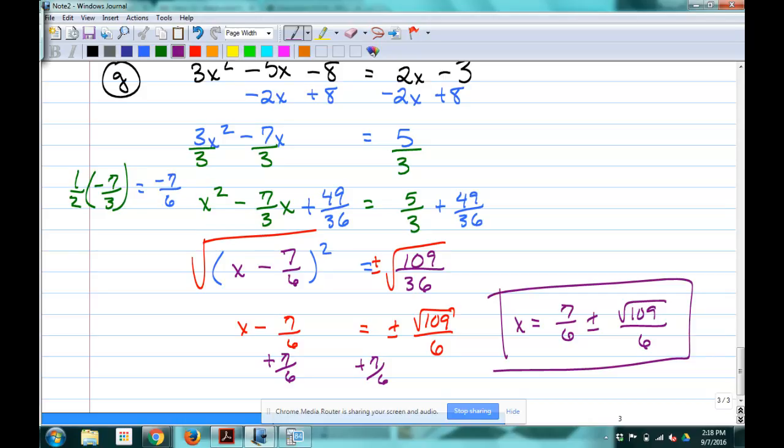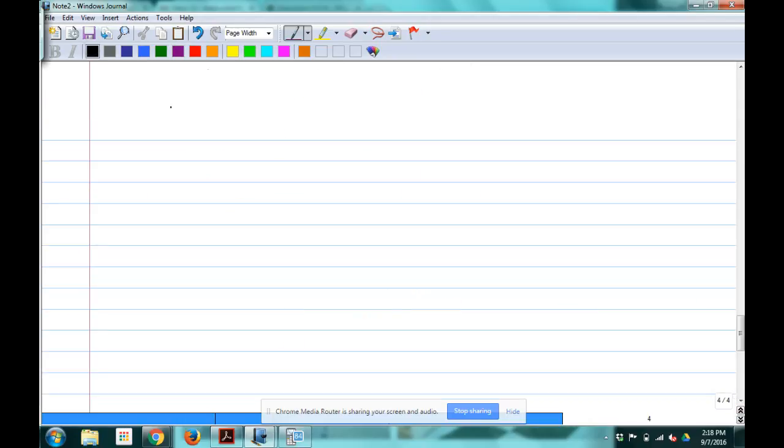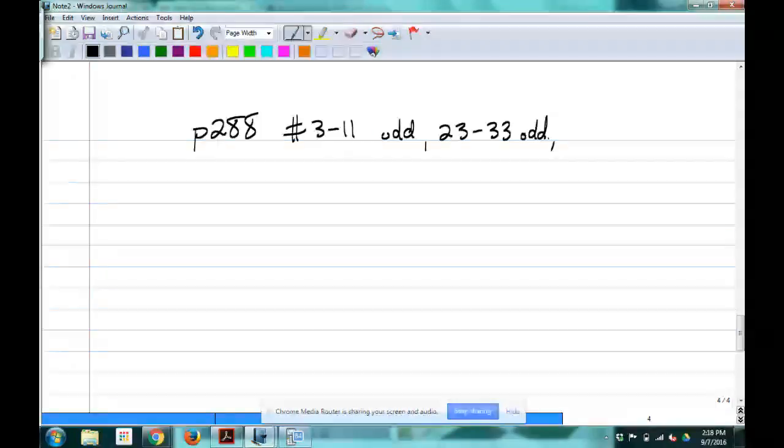All right, so this is what I want you to work on today. I won't do a ton of them, but on page 288, let's look at 3 through 11, and then 23 through 33, and then I really like the application problems. I want to do those.